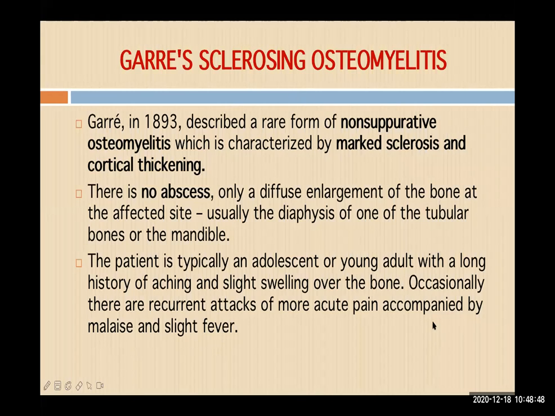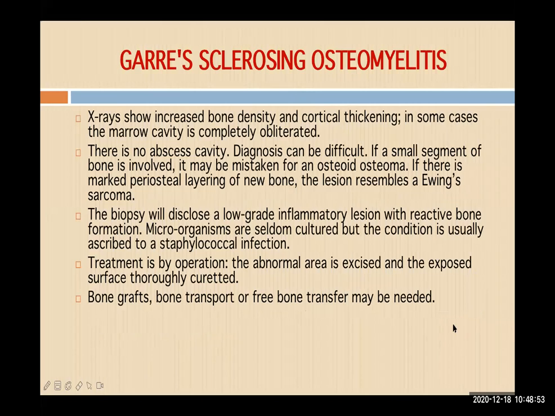Now, the more important points here are the differential diagnosis and radio diagnosis. Please pay attention here. If we do an X-ray, it shows increased bone density and cortical thickening. In some cases, the marrow cavity is completely obliterated, completely blocked because of excessive cortical thickening of the bone. So this is the hallmark of Garre's sclerosing osteomyelitis. There is no abscess cavity or pus present inside the bone.